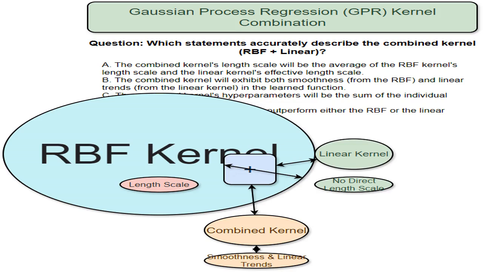I'm focusing on the radial basis function kernel, a key player in Gaussian process regression. It's all about modeling smooth, curvy relationships in your data. Think of it as a flexible curve fitting tool.